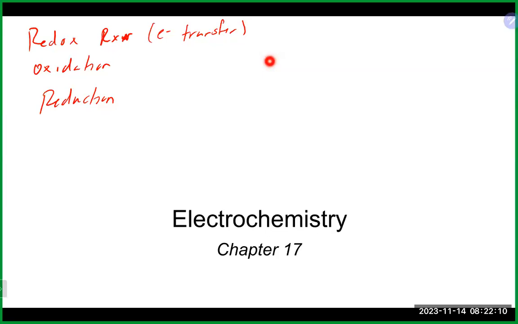Underneath the big umbrella of redox reactions fall more specific classifications of reactions, like synthesis reactions, decomposition reactions, single replacement reactions, and combustion reactions. Those more specific classifications all fall under redox reactions. Ultimately, what's happening is that electrons are being transferred, so oxidation and reduction always occur together, at the same time.